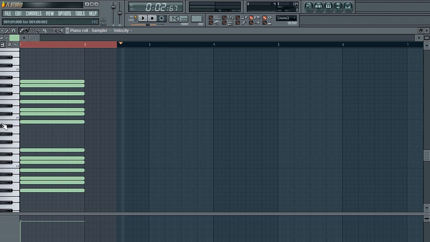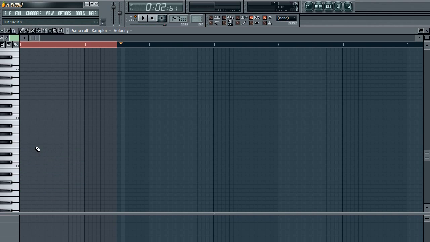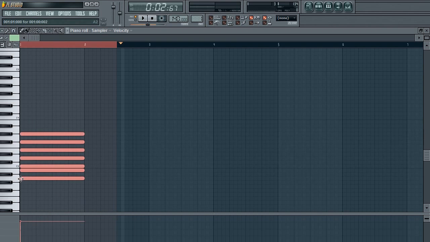And then in B Dorian, we have 1, 2, 3. So we found the relative scale. Okay, so we got the natural minor scale and the harmonic minor scale, which are pretty much what you see is what you get. But melodic minor here, we have melodic A minor.